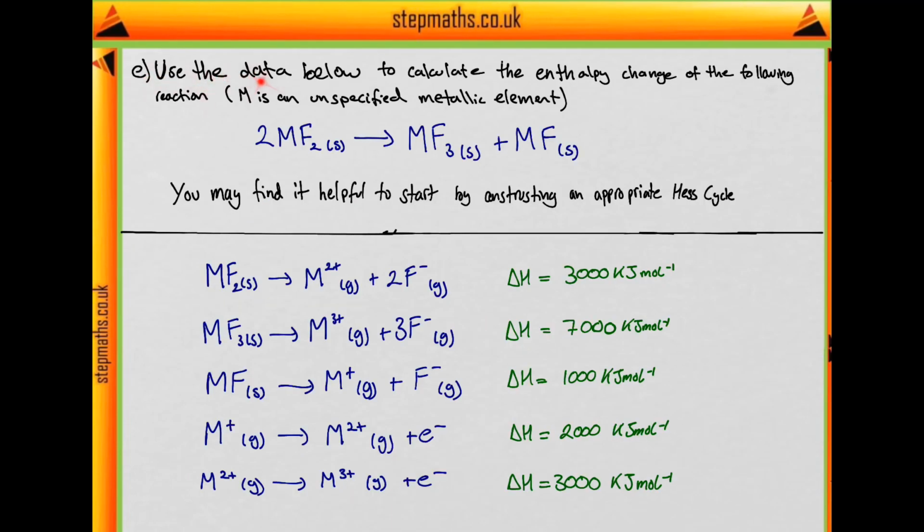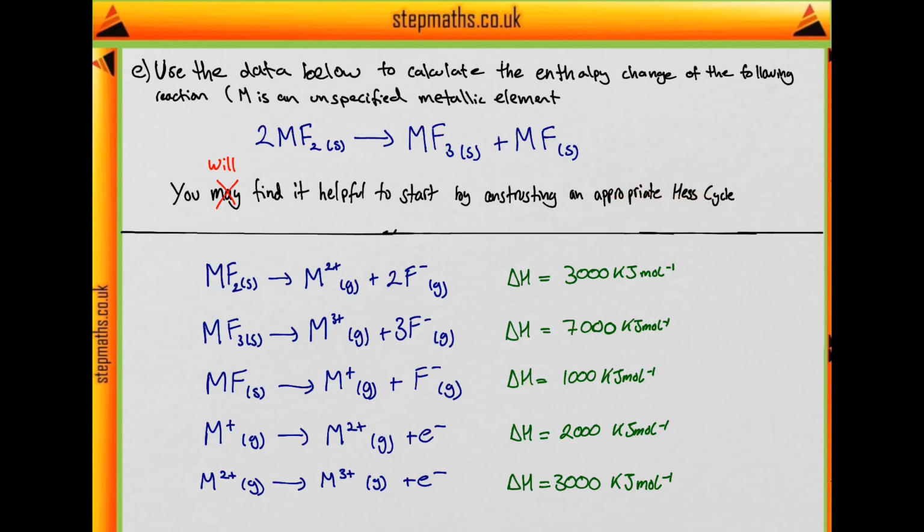Part E. Use the data below to calculate the enthalpy change of the following reaction. 2MF2 goes to MF3 plus MF, where M is an unspecified metallic element. You may find it helpful to start by using an appropriate Hess cycle. When it says you may, it essentially means you will. So to attempt this question, you must draw a Hess cycle.